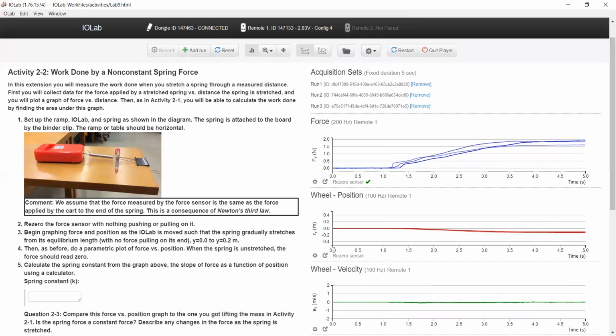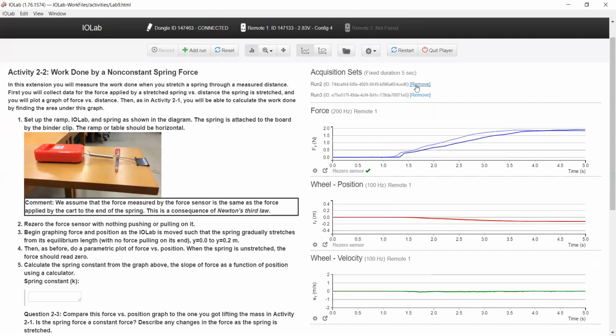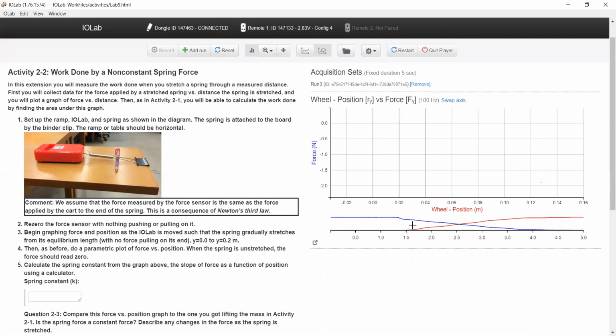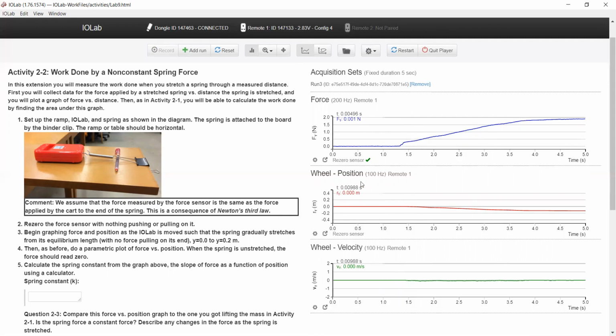Then, as before, do a parametric plot. Let's keep the last one. It seems to be in the opposite direction, but it's fine. It started to stretch from 0 up to 0.2. You can see the force is also increasing; it's not constant as it was last time. Then we may do the parametric plot like before. You see it was constant until, and then it started to change from here, from around 1.6 to around 20.